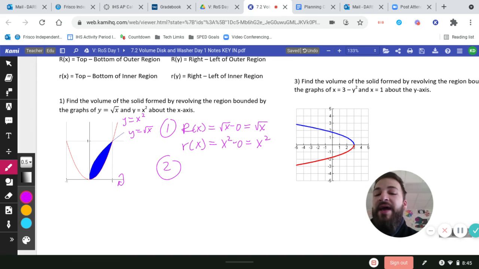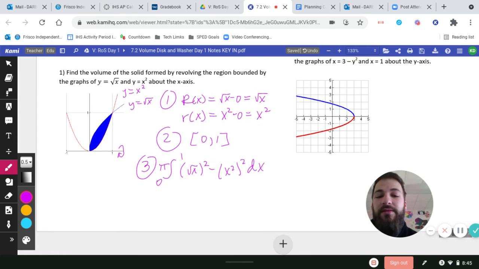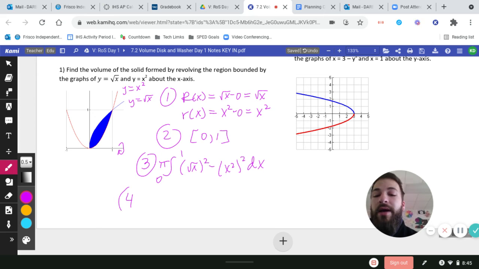Step 2 is our interval. It's an x interval. We can pretty clearly see it is 0 to 1. Step 3 is writing your integral. So the integral, pi times the integral from 0 to 1 of big R squared minus little r squared. So square root of x squared minus x squared dx.